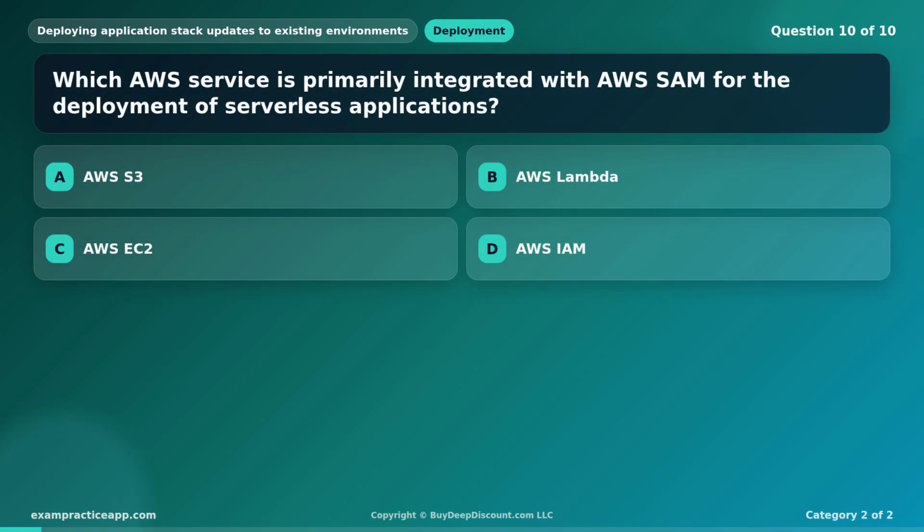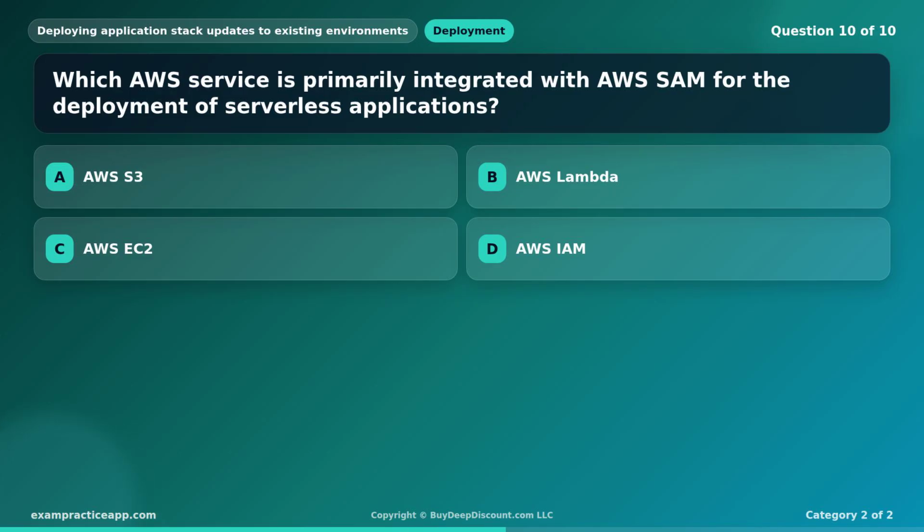Question 10. Which AWS service is primarily integrated with AWS SAM for the deployment of serverless applications? Option A. AWS S3. Option B. AWS Lambda. Option C. AWS EC2. Option D. AWS IAM.